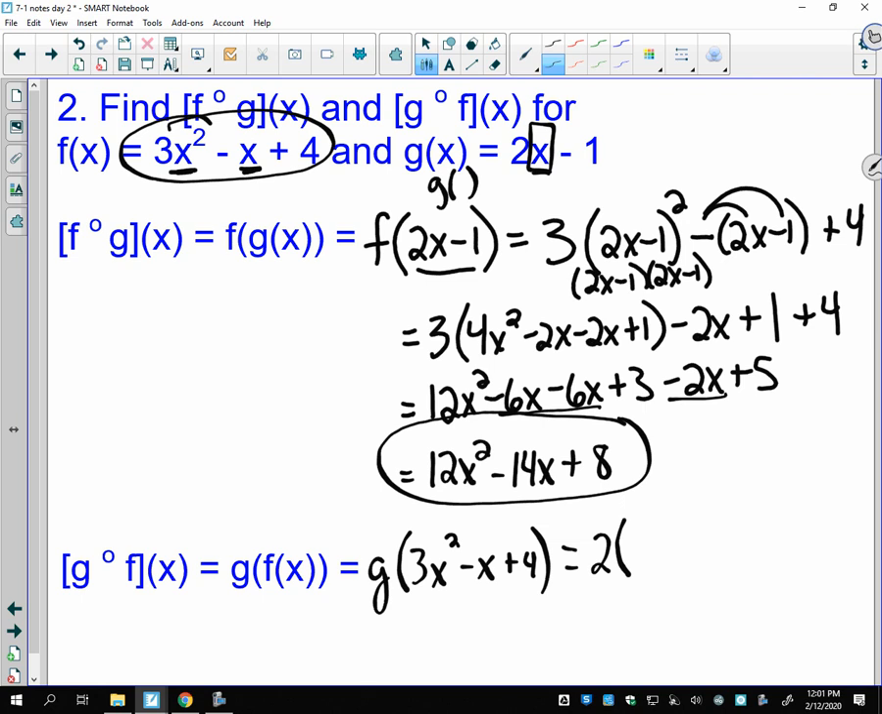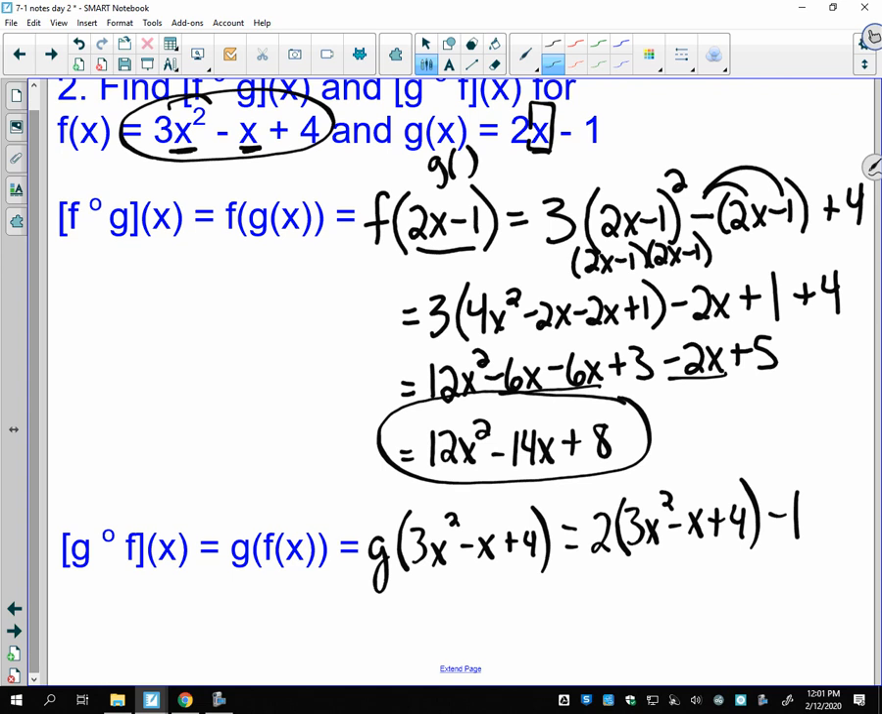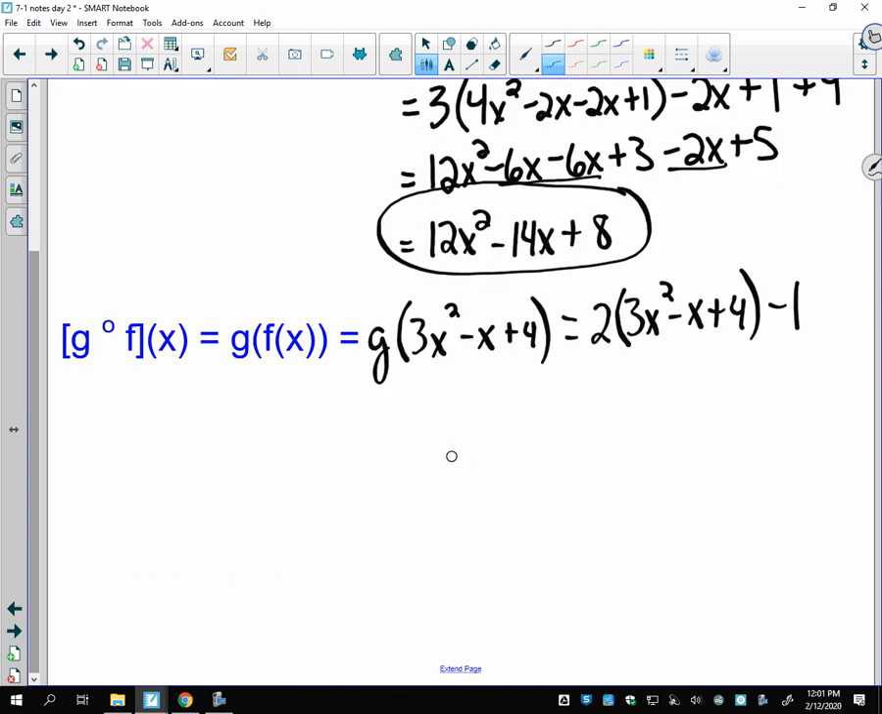So all I'm going to do is replace that x with all of this, which is 3x squared minus x plus 4 minus 1. This way, when you go this way on this problem, it's not as much work, right? We don't have to FOIL anything. We just have to distribute. So I get 6x squared minus 2x plus 8 minus 1.